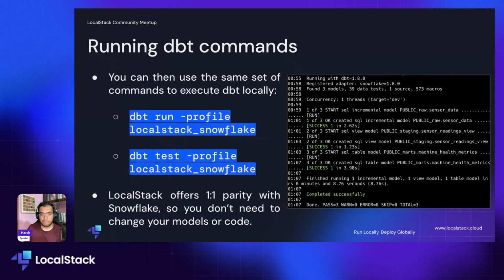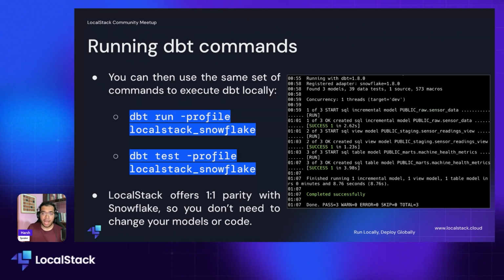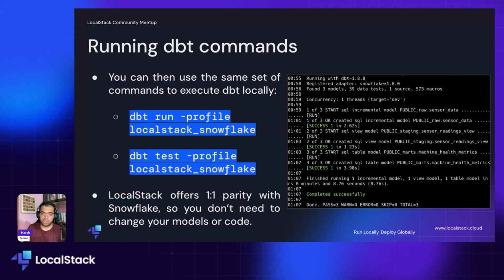And as I mentioned, you can use the same set of commands that you use for running your dbt models. So you can just do a dbt run and you can configure the profile to the one that you created for your LocalStack emulator. And this will just work in the same way. The reason for that is because we strive for one-to-one parity with the real Snowflake API. So you don't need to make any changes to your models or any of your existing code after all. Your dbt project just works locally, which is pretty great, in fact.